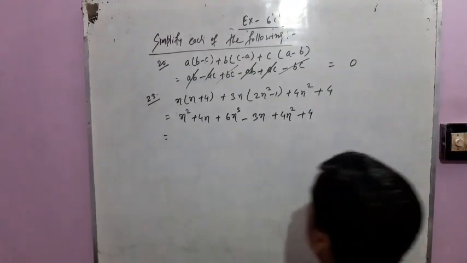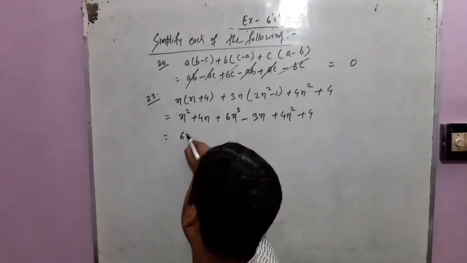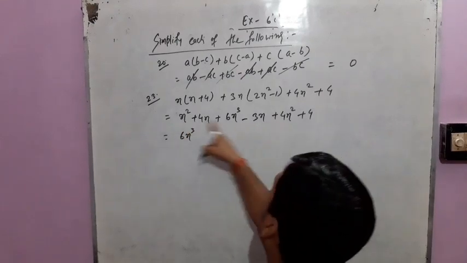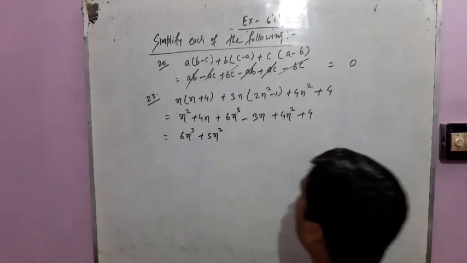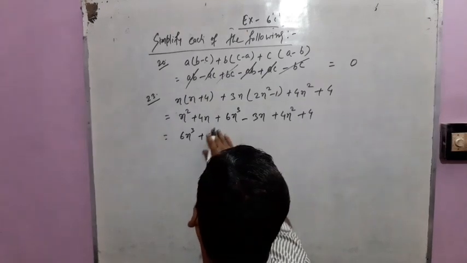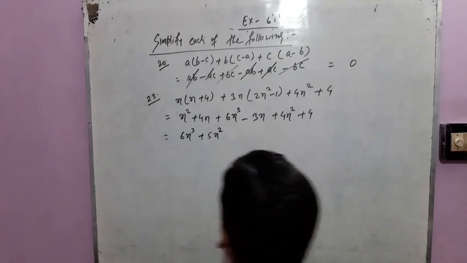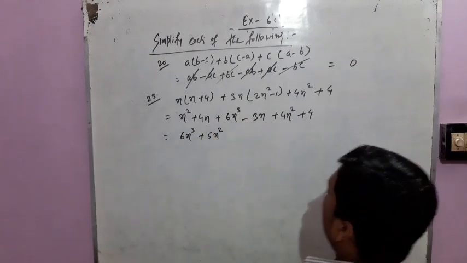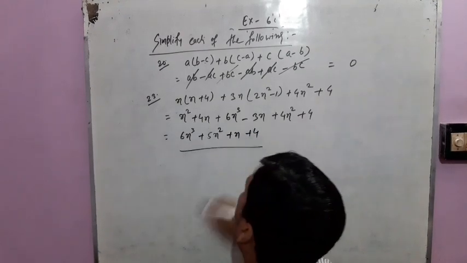Now students, there is no similar term of x cube here, so we will write 6x cube here. Now here 4x square and x square both are the similar terms, so when you add you will get here 5x square. Now the 4x and 3x both are the similar terms, so when you add you will get here plus x, and here plus 4. That is your answer.